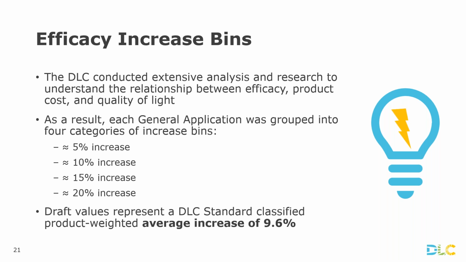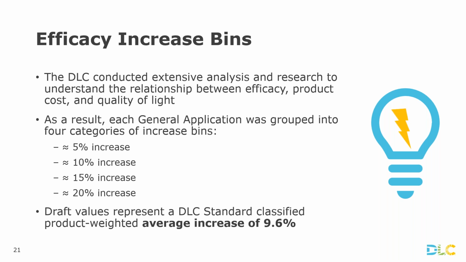Okay, so our research and outreach really did focus on that relationship between efficacy and quality of light, and also cost. And as a result of our research, we determined really 4 bins of efficacy increase: 5, 10, 15, and 20% increases. And those aren't solid numbers. We usually are rounding to a whole number of lumens per watt, so they may not equal exactly 5 or 10 or 15, 20%, but close. And you'll see what I mean in a second.